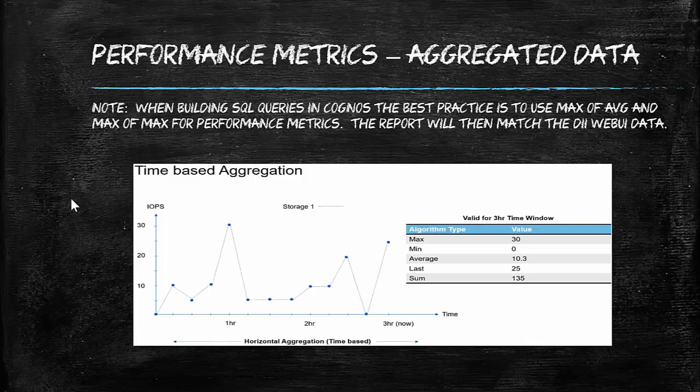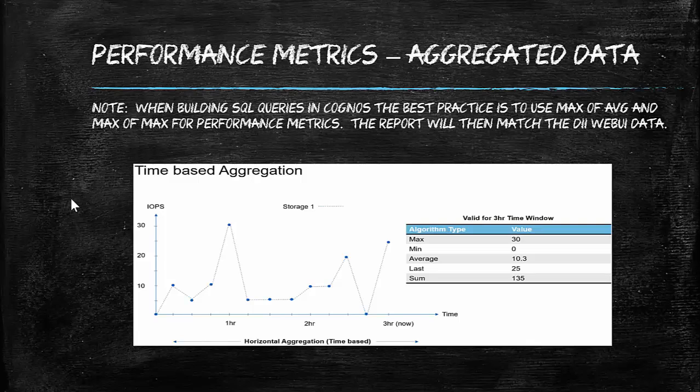So when you look at how we're pulling performance metrics, a storage system typically is configured to collect data every 5 minutes in DII. So if I look at a NetApp cluster, a NetApp node, a NetApp storage device, it's pulling performance data every 5 minutes. So that's 12 data points per hour.